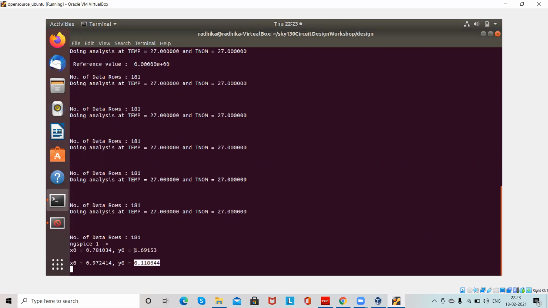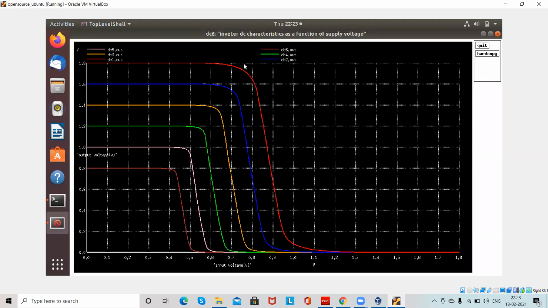So subtract these two values, and then again subtract the x values, 0.781 minus 0.972, and then you have to take the ratio of this y value to the x value, and that is the gain. That's how we calculate the gain. And for this 1.8, we get somewhere around 7.72. And similarly, as supply voltage reduces, gain keeps increasing.